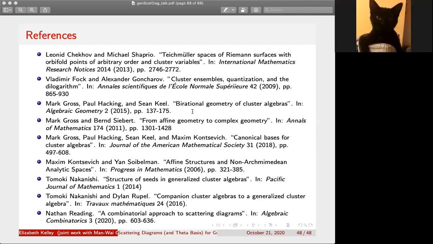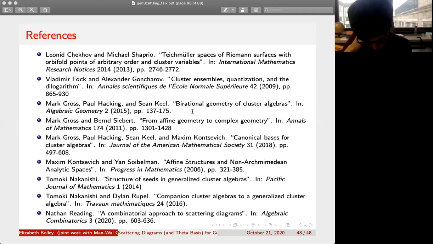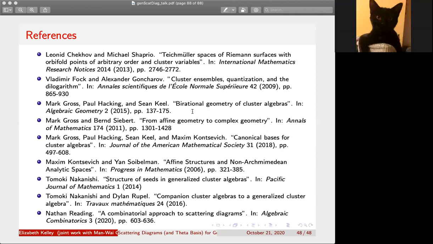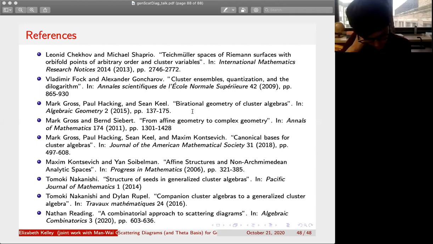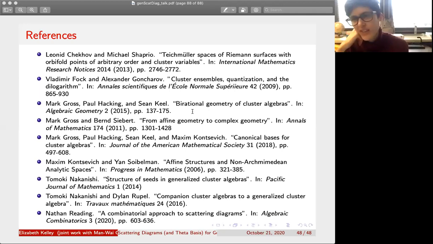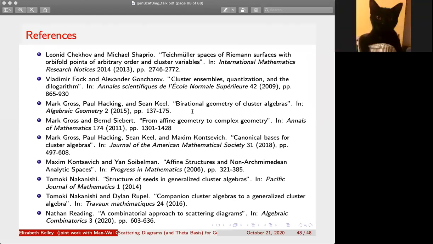Oh, sure. Wait, Elizabeth, did you say someone's already proved positivity for the reciprocal case in general? So let me think. I know Chekhov and Shapiro. I thought it was a conjecture. So they can definitely conjecture it for all of them. I think you're right. Actually, I think maybe they don't have positivity for all reciprocal generalized cluster algebras. It might have just been the ones from orbifolds. Okay, yeah. So that means there's more you can prove then.